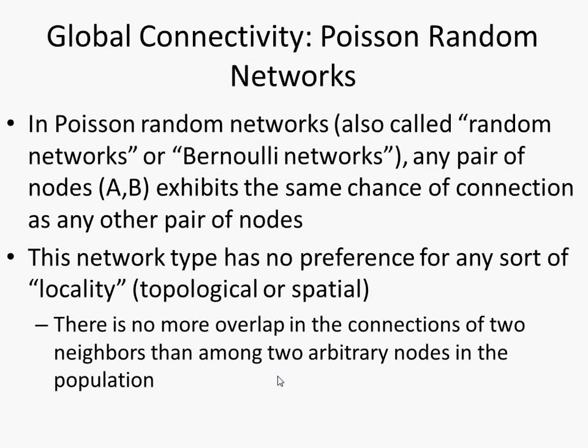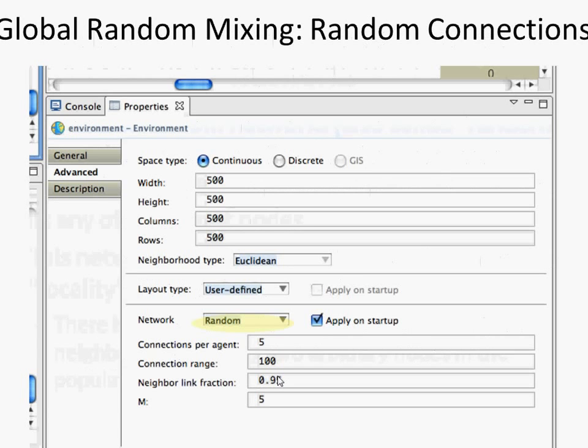And so you get a lot of so-called triangles, cases where, again, I know A, I know B, and A and B know each other as well. Okay, that is not observed at all within a Poisson random network. It just has equal chance. Now, Poisson random, I should note, goes by many different names. It's called a random network. It's also called a Bernoulli network, and Erdos random network is another name for it, after a famous mathematician. I think the first one to examine this.